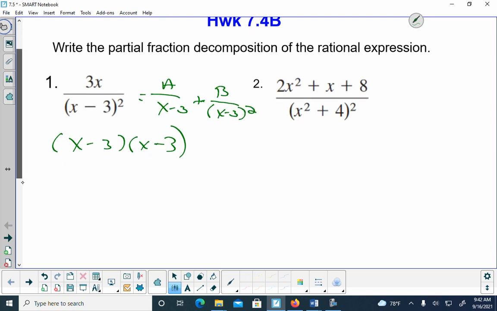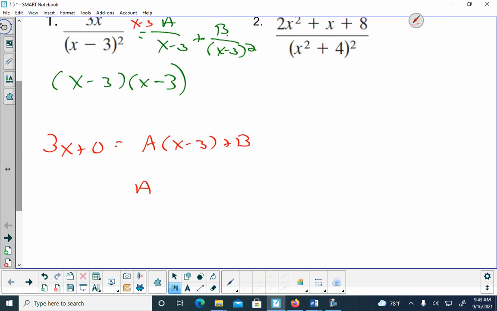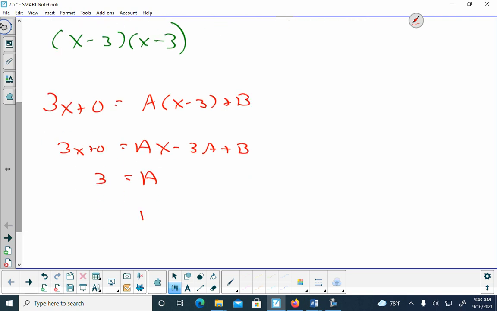So when I go to do this, I'm only going to have to multiply this a by x minus 3. The b does not get multiplied by anything. So I'm going to have 3x equal to a times x minus 3 plus b. When I rewrite, I get ax minus 3a plus b is equal to 3x plus 0. So a is the only coefficient of x, so a has to equal 3. And then negative 3a plus b is equal to 0, so 0 is equal to negative 3 times 3 plus b. So b ends up equaling 9.